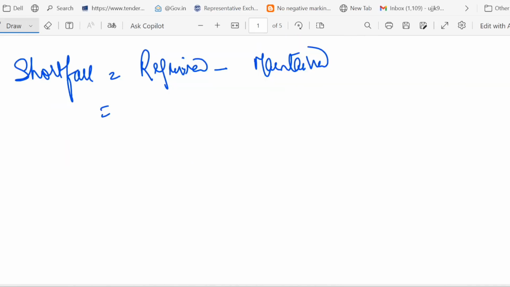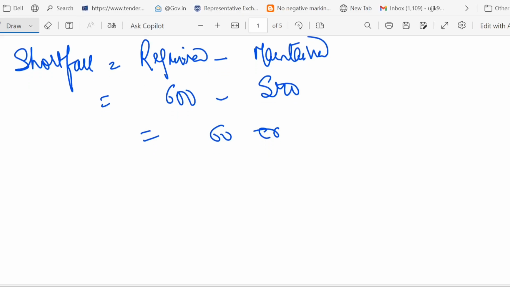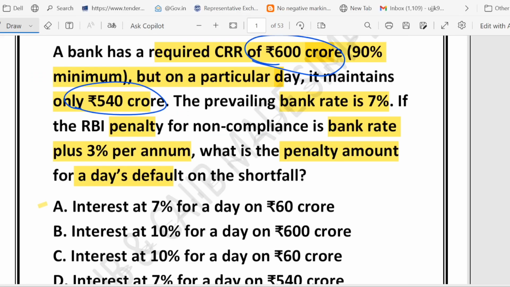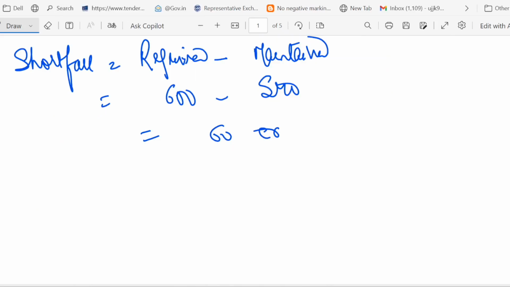Obviously there is a shortfall. So 600 minus 540 gives you 60 crore. That is the shortfall. Think that you were supposed to keep 600 crore but had only 540 crore, so you are short by 60 crore. Okay. Now they are asking to calculate the penalty rate. They have mentioned clearly that penalty is bank rate plus 3% per annum, and the bank rate is 7%. I think this is the simplest question possible. Don't get frightened by seeing the lengthy question. Everything is given in the question.